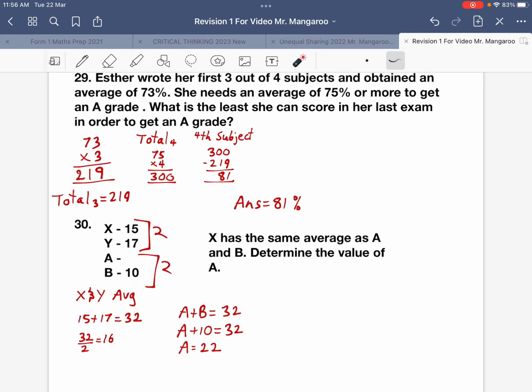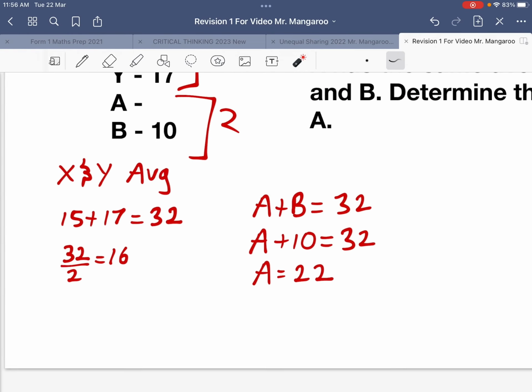X and Y have the same average as A and B. Determine the value of A. So let's firstly find the average of X and Y.